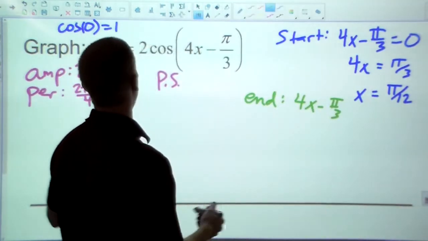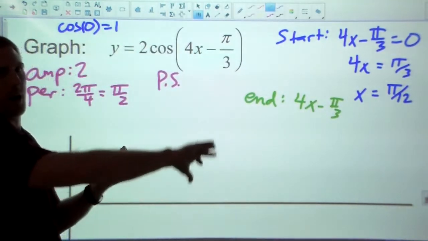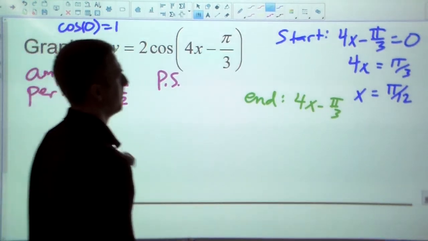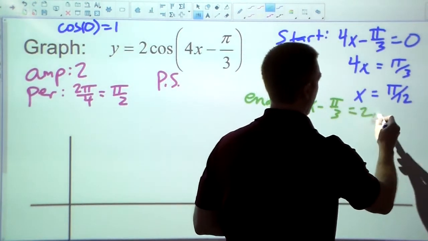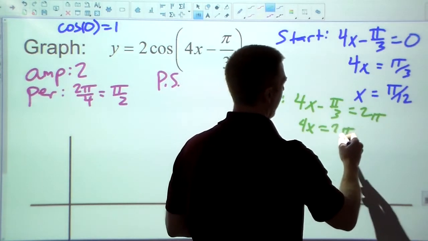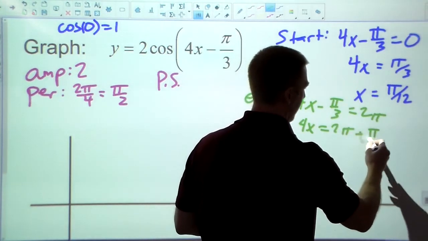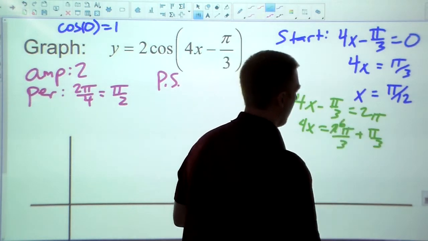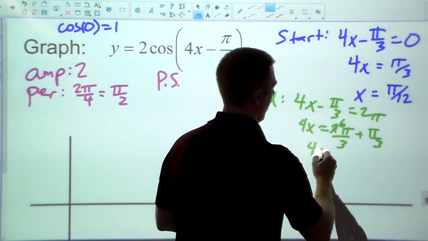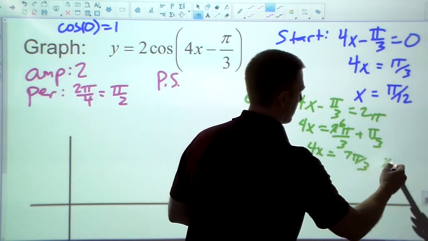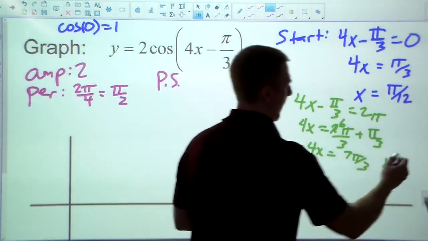For the ending point, we usually end a cosine graph back at the top, back at 1, when we plug in 2 pi. So I'm going to set this stuff equal to 2 pi. And 4x would equal 2 pi plus pi over 3. If this was pi over 3, this would be 6 pi over 3. So 4x will be 7 pi over 3. And ultimately, x will be 7 pi over 12.